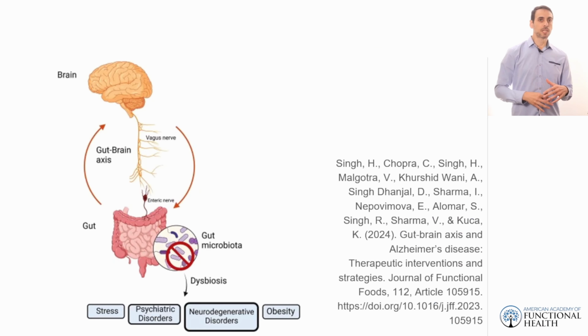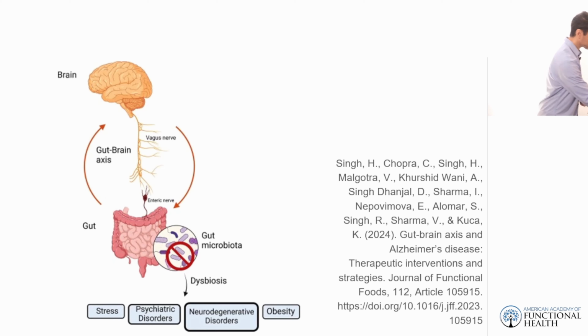So we're going to take a look at another interesting picture from the Journal of Functional Foods, published in 2024, where we can see the changes in the gut that are associated with mood disorders, neurodegenerative changes, and also changes in our body weight, such as weight gain or obesity. So let's take a look at the three methods in which our gut might influence our brain. The first one is the gut bacteria.